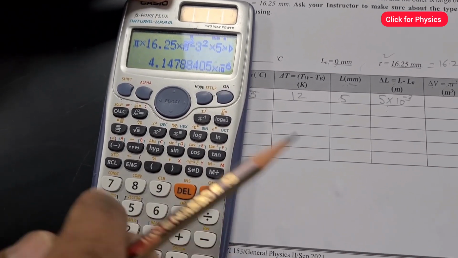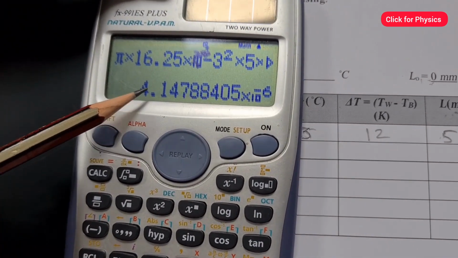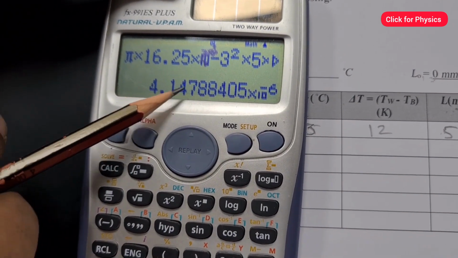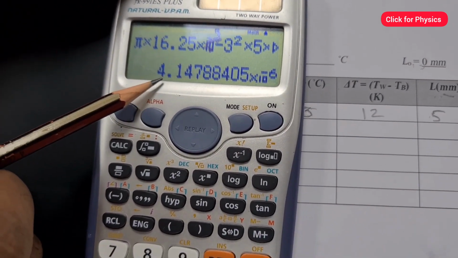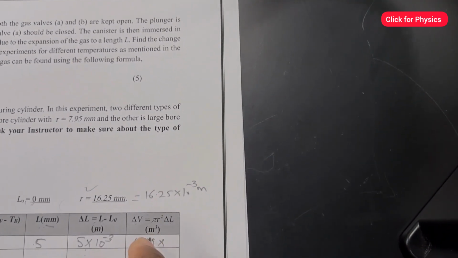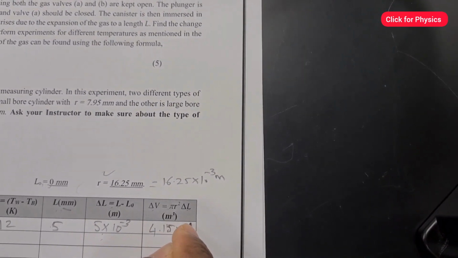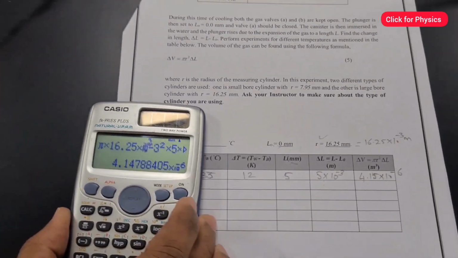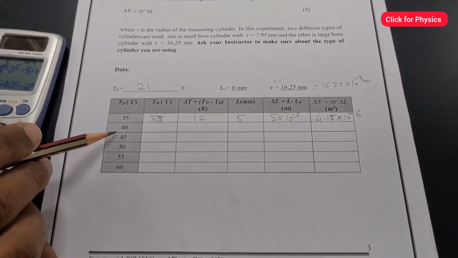So what should be your answer? I got 4.147. So I am going to take only 2 digits, so I am going to write 4.15 multiplied by 10 to the power of minus 6. So likewise, you have to repeat the experiment for different temperatures.